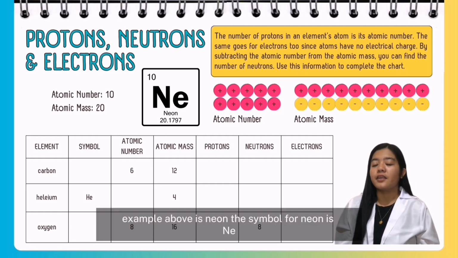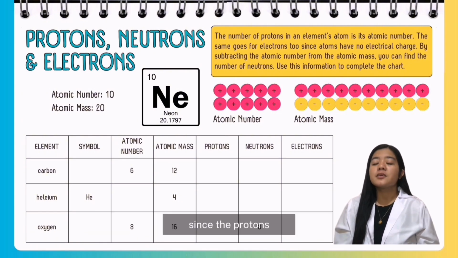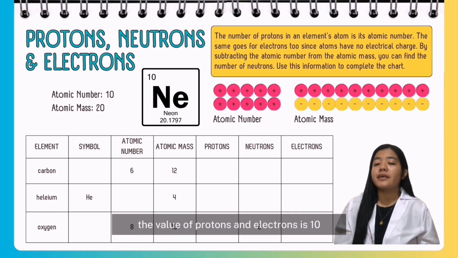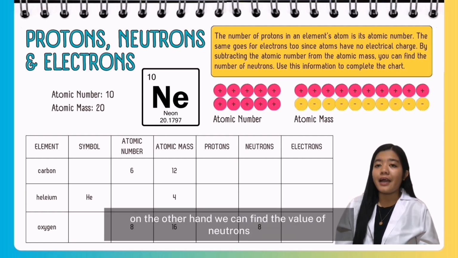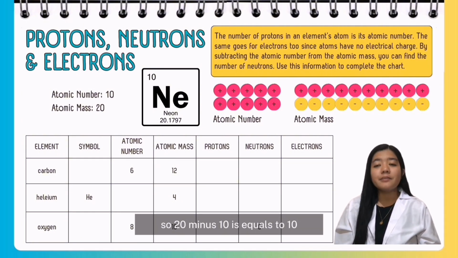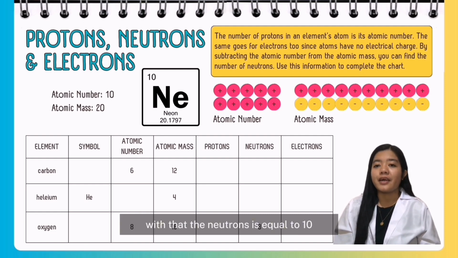Example above is neon. The symbol for neon is Ne. The atomic number is 10 and the atomic mass is 20. Since the protons and electrons are equal to the atomic number, the value of protons and electrons is 10. On the other hand, we can find the value of neutrons by subtracting the atomic number from the atomic mass. So, 20 minus 10 is equal to 10. With that, the neutrons is equal to 10.